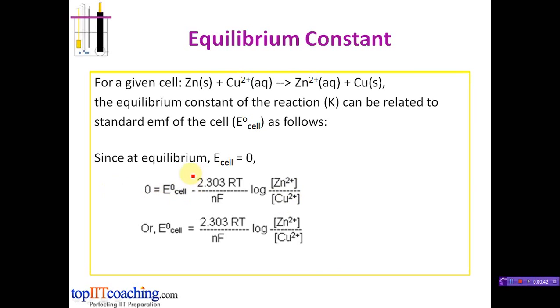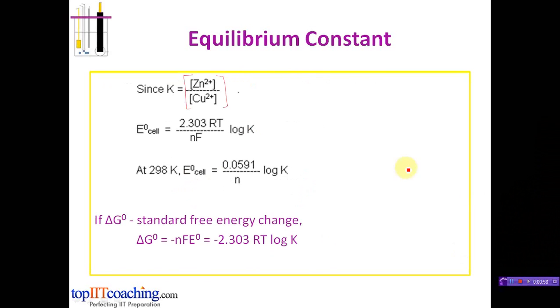On rearranging this equation, that is by taking this part to the left hand side of the equal to sign, we get E0 cell is equal to 2.303 RT divided by nF log concentration of zinc ions divided by concentration of copper ions. Now we know that K, that is the equilibrium constant, is equal to concentration of zinc ions divided by concentration of copper ions. So if we replace this part by K in the rearranged equation, we get E0 cell is equal to 2.303 RT divided by nF log K.